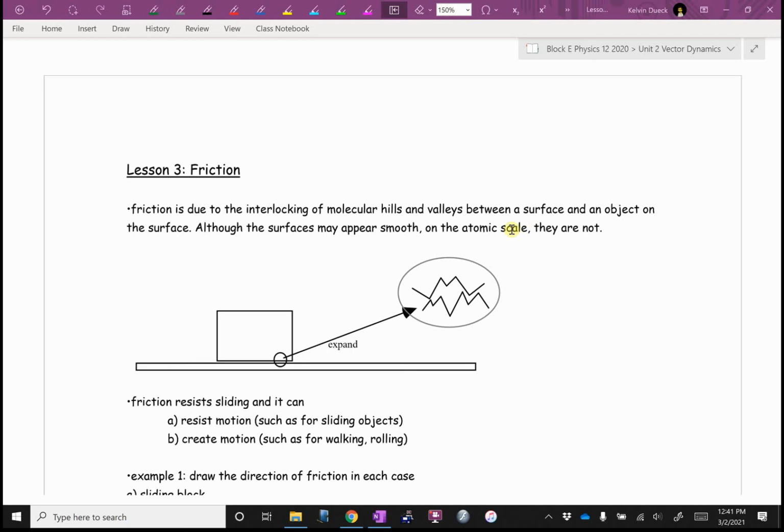Put your hand against your lab table, push down and pull towards yourself, and you will feel a force resisting you. Even though your lab table seems fairly smooth, there are microscopic hills and valleys that are intersecting with the microscopic hills and valleys on your skin and applying a resistive force. So if you zoom in, yeah.